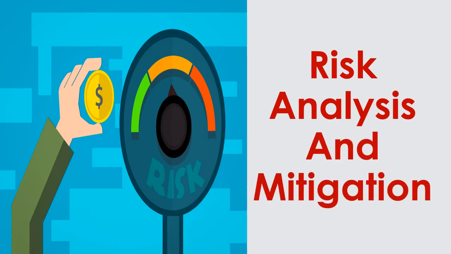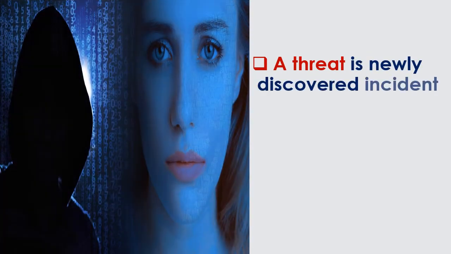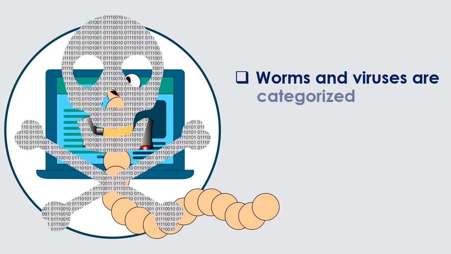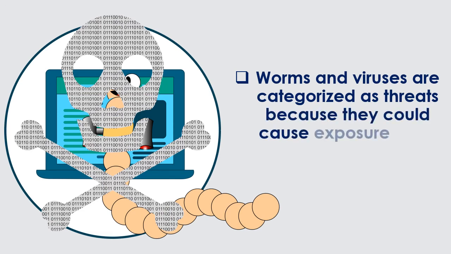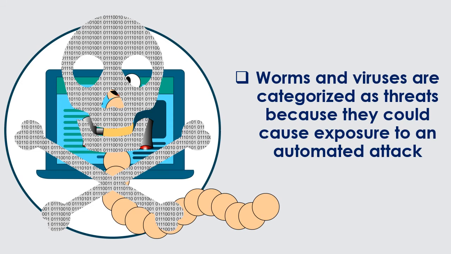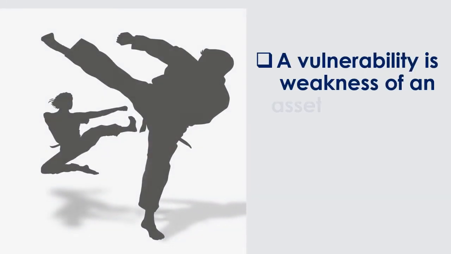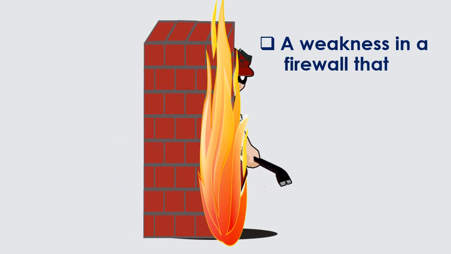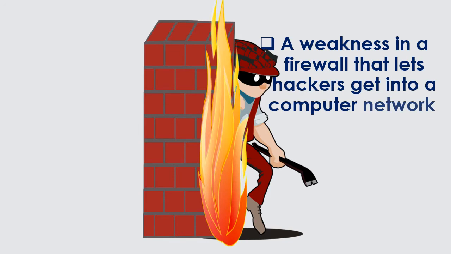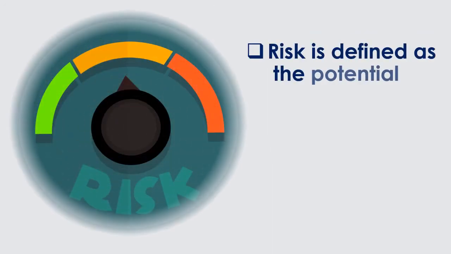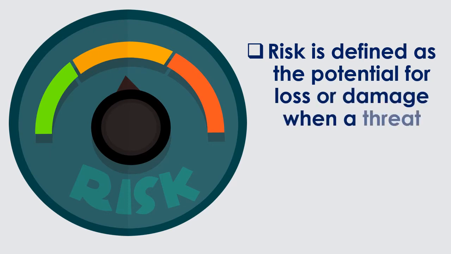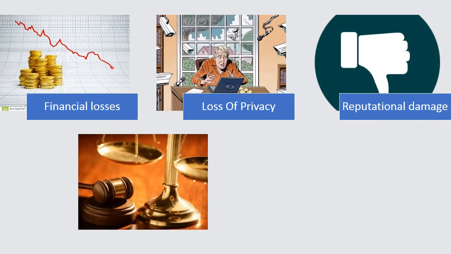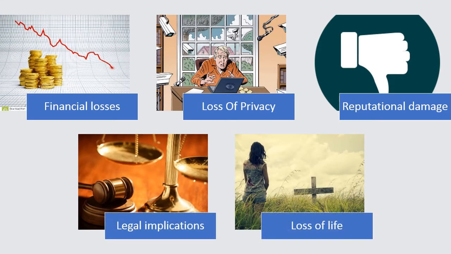Risk analysis and mitigation. A threat is a newly discovered incident that has the potential to harm a system. Worms and viruses are categorized as threats because they could cause exposure to an automated attack. A vulnerability is a weakness of an asset that can be exploited by attackers, such as a weakness in a firewall that lets hackers get into a computer network. Risk is defined as the potential for loss or damage when a threat exploits a vulnerability. Consequences include financial losses, loss of privacy, reputational damage, legal implications, and loss of life.